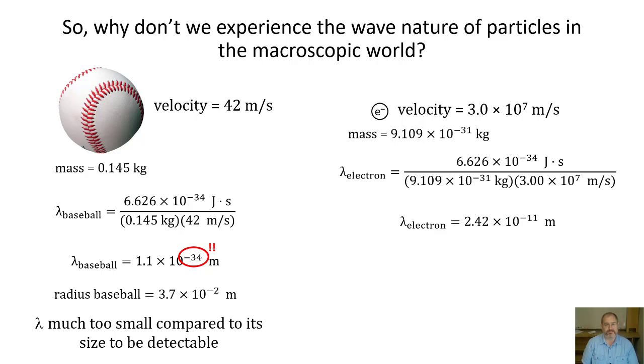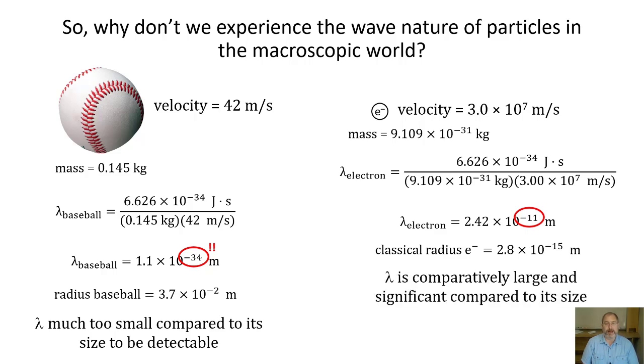However, let's take a look at the size of the wavelength of the electron. Now this is only 10 to the minus 11 meters. This is something that can actually be determined and detected. And if you compare the size of the wavelength of the electron to the radius of an electron, you see that the wavelength of the electron is 4 orders of magnitude larger than the size of the electron itself. So if we were able to shrink ourselves down to the size of an atom, we would see that the wavelength of an electron compared to its size is actually quite large and significant. And so we would be able to actually experience the wave properties of an electron.